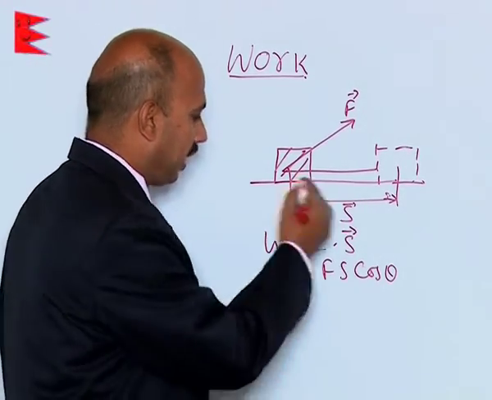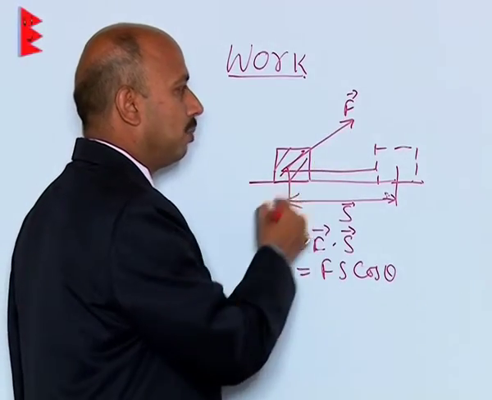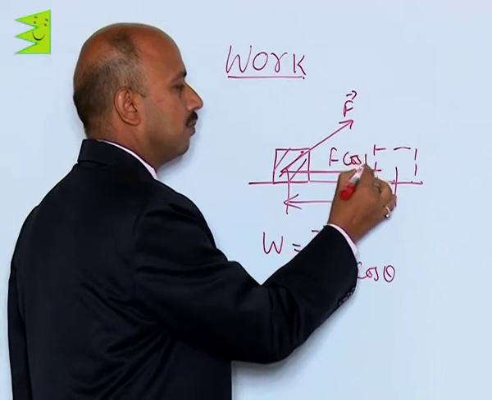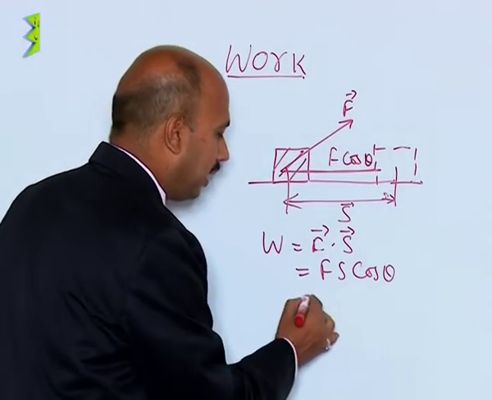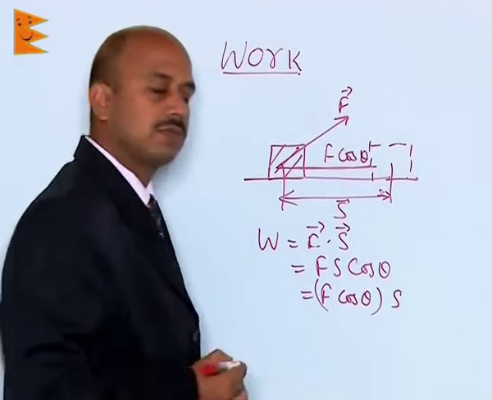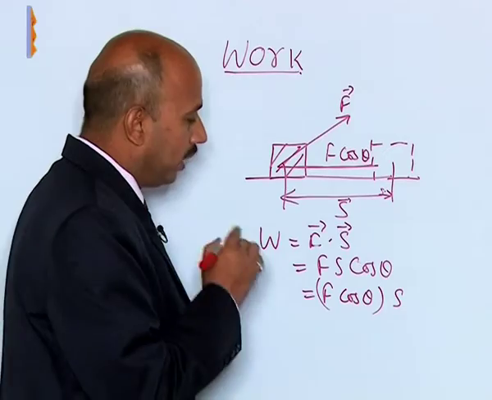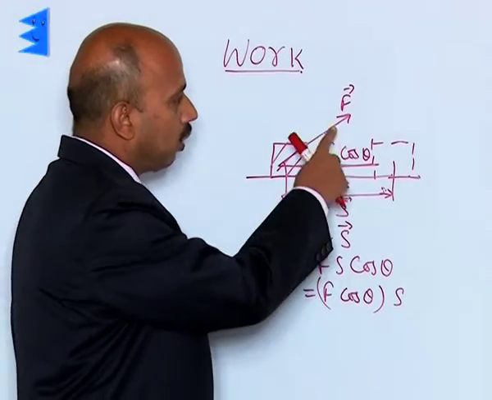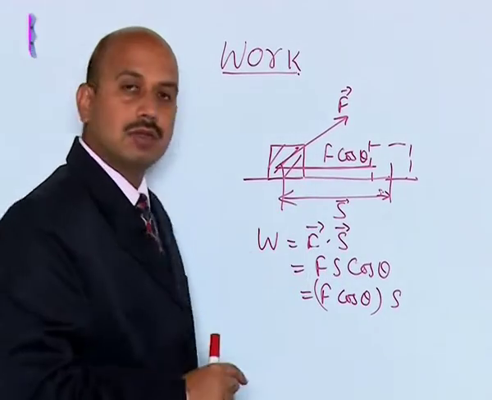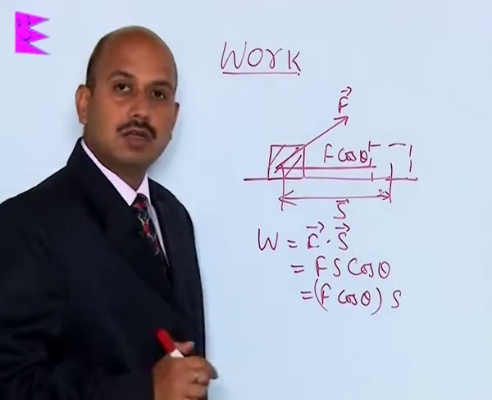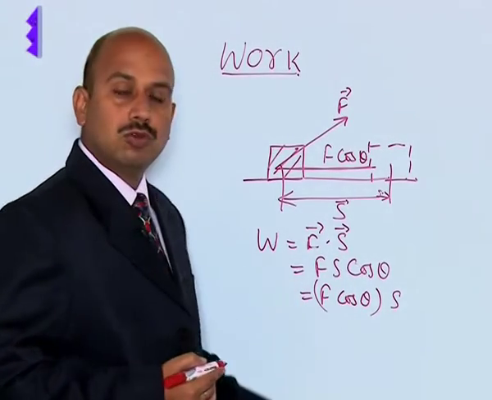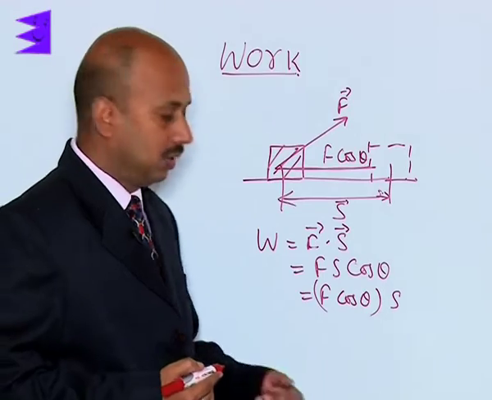Now, you can see here again, if you take the component of the force along the displacement, that is F cos theta, and here we can write F cos theta into S. It means work is defined as the product of the component of the force along the displacement and the magnitude of the displacement. So, here work depends on force, displacement and cos theta.